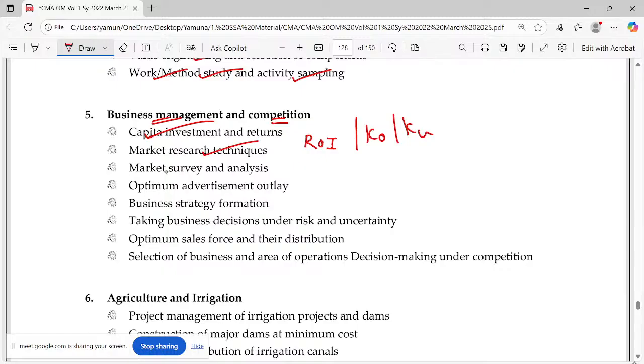Market research techniques, market survey and analysis has to be done. Even the advertisement outlays play an important role, and how we can go with the optimality on advertisement outlays. What are the strategy formations we can discuss? What about the risk and uncertainty? When we talk about the directors team, how far they are managing the risk, that also is the beauty of their management. Sales force, distribution, and selection of business and areas of operations.